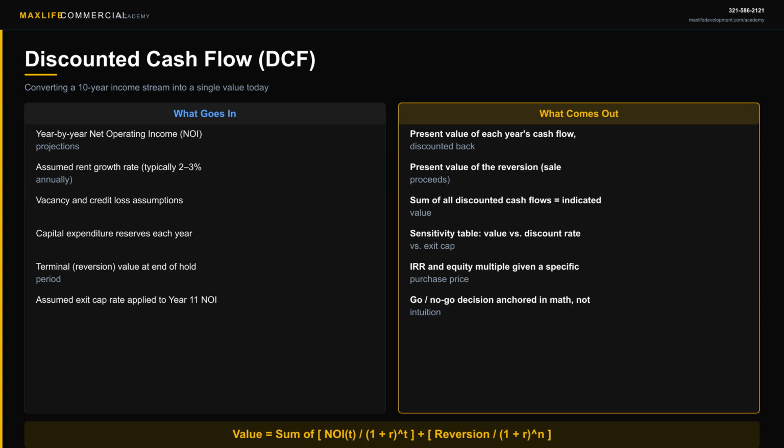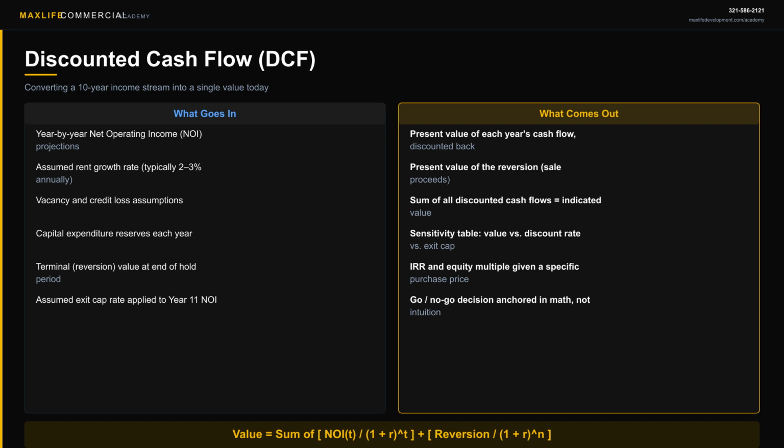That reversion is usually calculated by applying an assumed exit cap rate to the projected year 11 NOI. Now the output side. You take each year's cash flow and discount it back to today's dollars using your required rate of return. You discount the reversion the same way. Add up every discounted cash flow plus the discounted sale proceeds, and you get the indicated value, the maximum you can pay today, and still hit your target return.